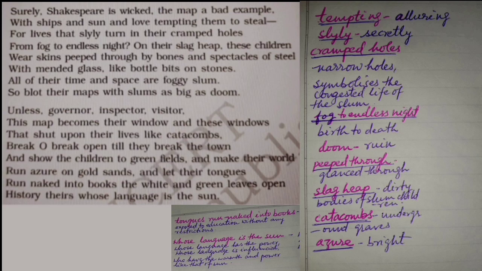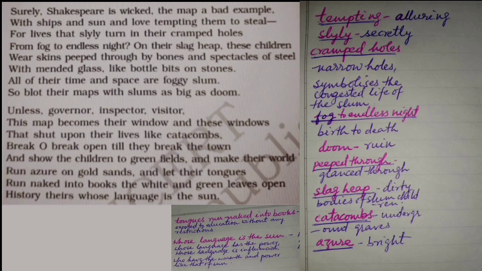Break, oh break, open till they break the town. And the poet appeals the governor, the inspector, the visitor to break all the obstacles that come in the way of the progress and development of the slum children. He wants them to break the barriers and let them free from these slums and to take them outside the slum environment and to the green fields, the open sky, and on the gold sands.